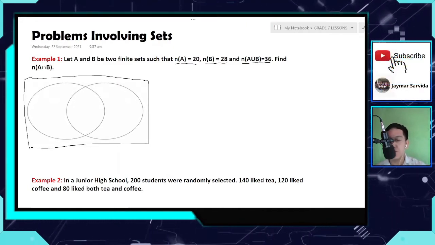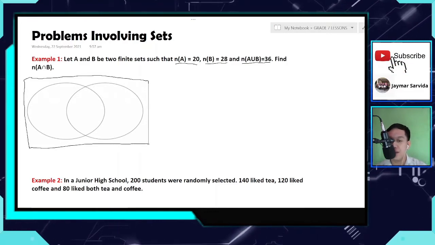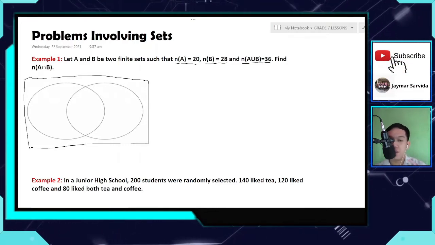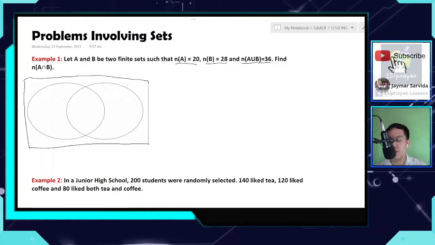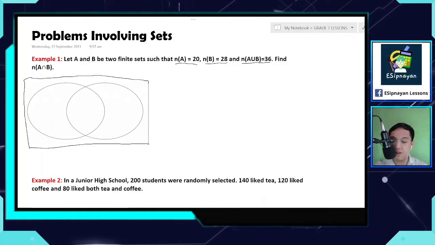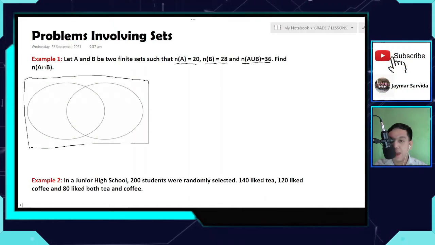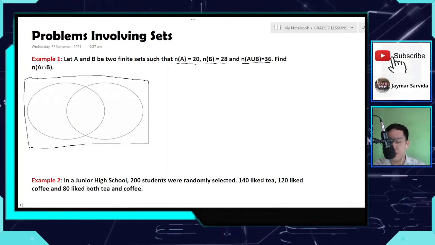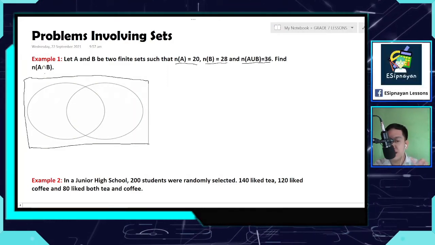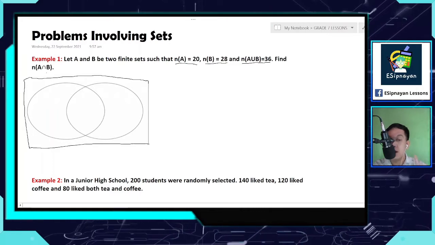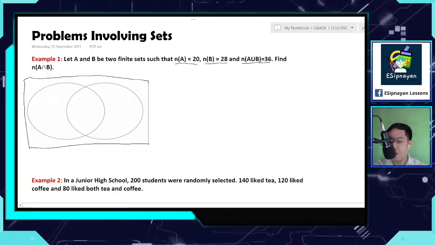So determine muna natin kung ano yung ating mga given at kung ano yung tinatanong ng ating problem, or what are being asked. So dito, ito yung ating mga given. N of A is equal to 20, N of B is equal to 28, and N of A union B is 36. So yung hinahanap ay yung N of A intersection B, or the number of elements in A intersection B. Yun yung ating hahanapin.